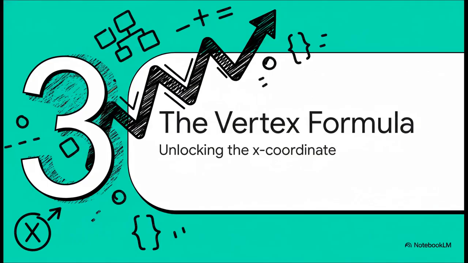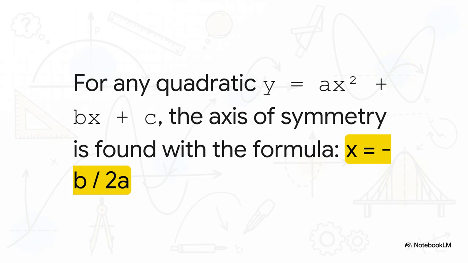Well, you're going to love this. There's a beautifully simple formula that works every single time. And here it is. For any quadratic equation written in this standard form, the formula is just x equals negative b divided by 2a. And don't let the letters scare you. The a and b are just the coefficients, the numbers in front of your x squared and x terms. This little formula is the key that unlocks the x value we need.